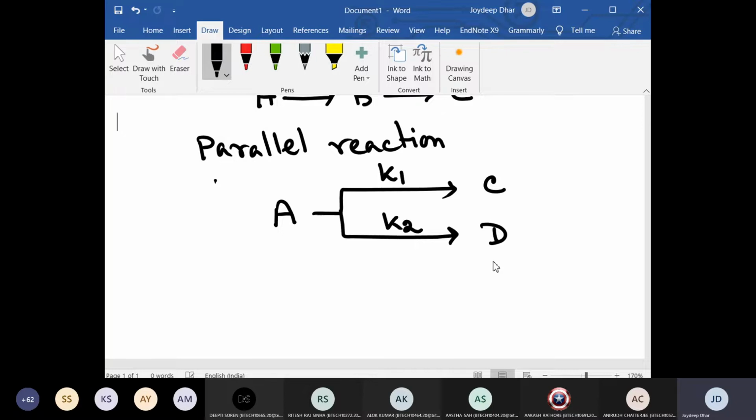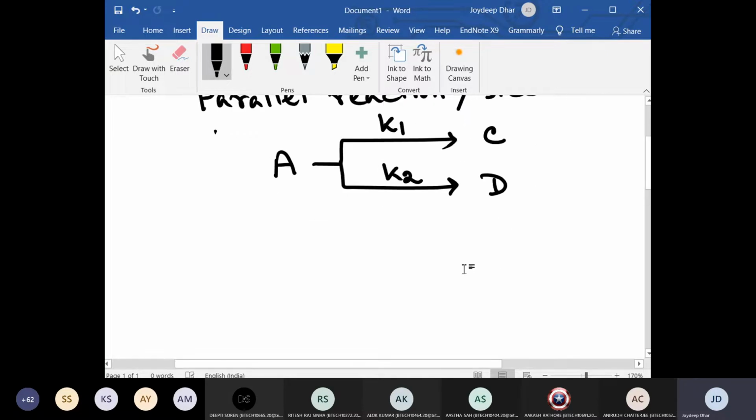Like if you do the nitration of toluene, you will get ortho-nitrotoluene as well as paranitrotoluene. Okay, that means you can get more than one product. So we can say parallel reaction or side reaction. Okay, so we have to know the concentration of C and concentration of D at a particular time.